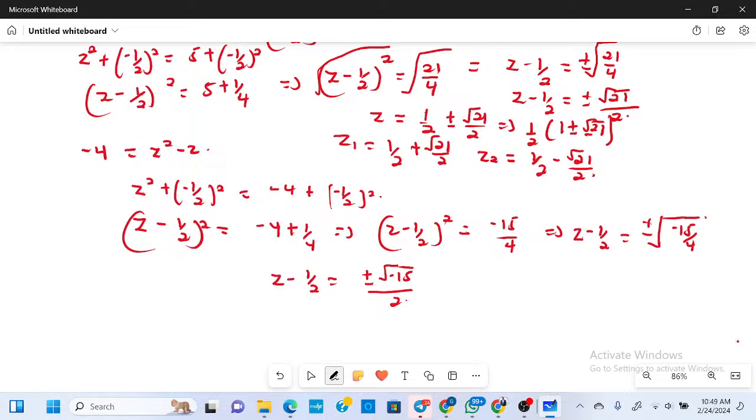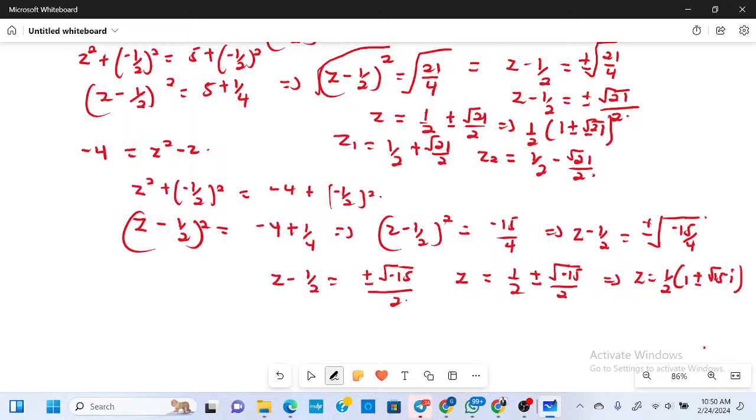So I'm going to have z is equal to 1 out of 2 plus or minus square root of negative 15 all on 2. But I know square root of negative 15 is simply root 15i. So I'll have this to give me z is equal to 1 out of 2 in one bracket, 1 plus or minus root 15i.